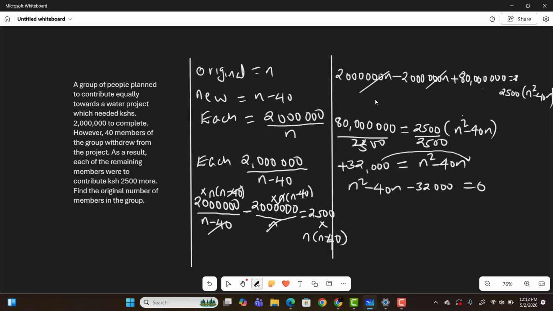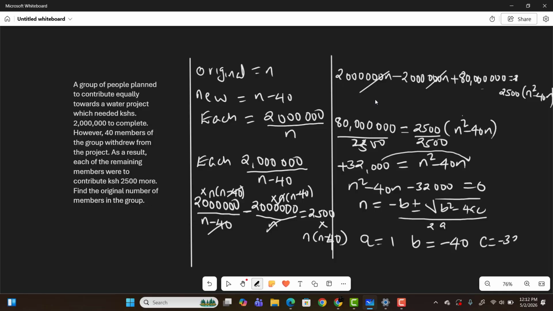So what we can use is what we call the quadratic formula, which states n equals minus b positive negative square root of b squared minus 4ac, divided by 2a, where a is the coefficient of n squared, in this case 1, b is the coefficient of n, in this case negative 40, and c is the constant negative 32,000. From here we're going to do what you call substitution. You can use this side of the board.